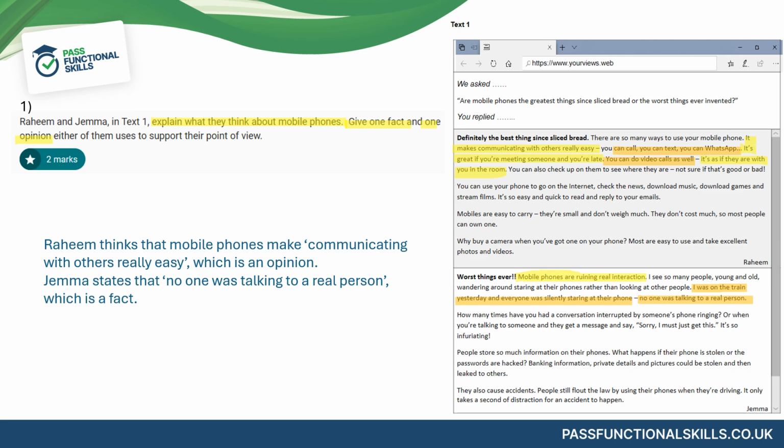So if we have a look at our written solution, we've got an opinion from Raheem. Raheem thinks that mobile phones make communicating with others really easy, which is an opinion. So we've got the first mark there, and then we've chosen a fact from Gemma saying that no one was talking to a real person. With these fact and opinion questions, make sure that you make it really clear which one is a fact and which one is an opinion. Don't just write two quotations down, because the examiner won't know which one you think is a fact or which one you think is an opinion.